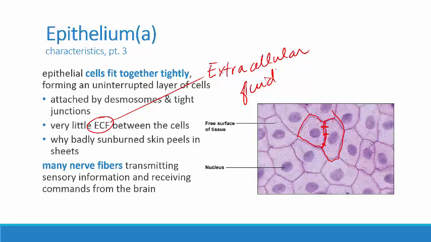And it's the reason why when we get really badly sunburned, we can peel cells off, in layers or in sheets. You're tugging at a cell layer, and it just comes peeling away because they're held so tightly together. And there are lots of nerve fibers associated with epithelia that send information up to the brain about what we're noticing in the environment around us, and receive information from the brain about doing things like, oh, it's time to sweat, or whatever needs to happen.